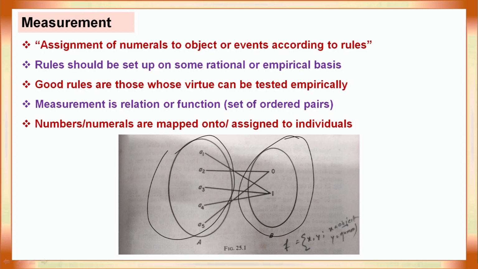And at the same time, they cannot be assigned two numbers. It is possible to assign only one number. So, in that way, measurement is a process through which numbers or numerals are mapped onto, or assigned to, the individual.